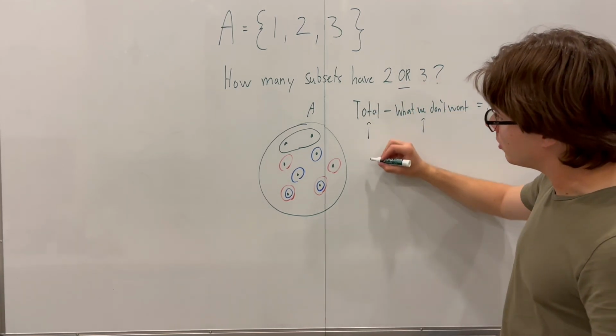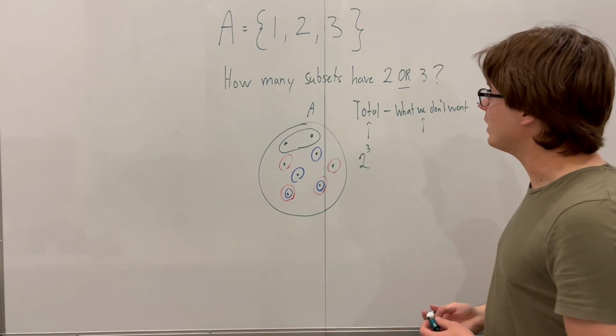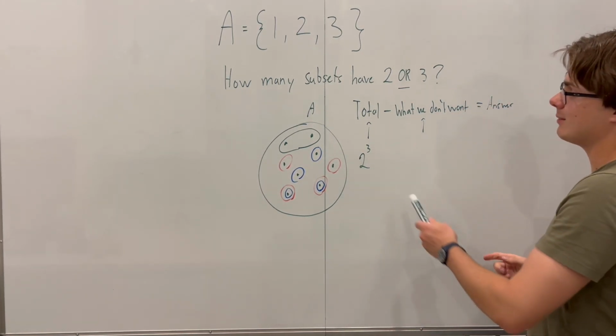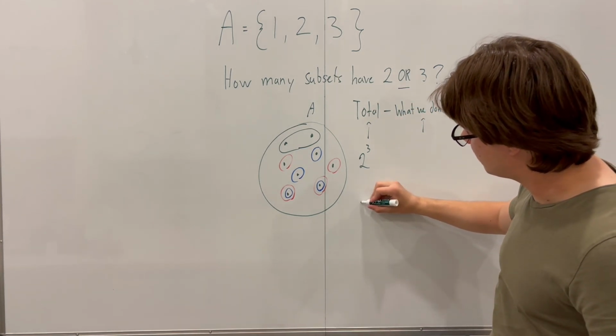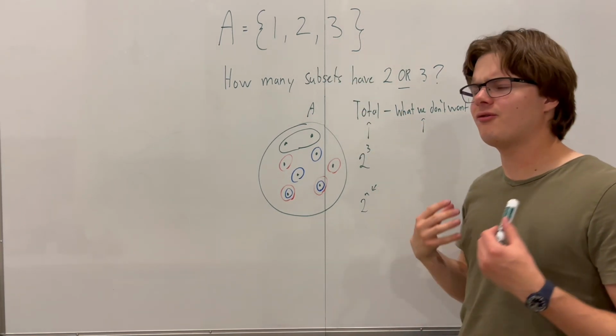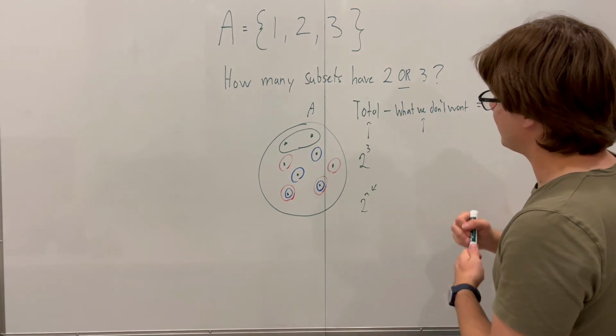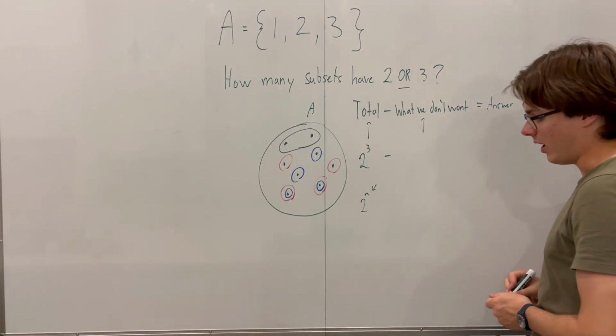We know the total is going to be 2 to the power of 3 from the video where we explained why that is. It's going to be 2 to the power of n, where n is the number of elements that A has, or the number of free elements. That's going to be our total, minus. Now, how do we figure out what we don't want?